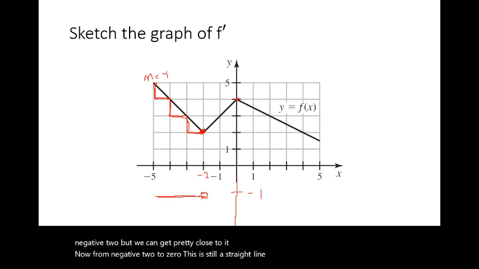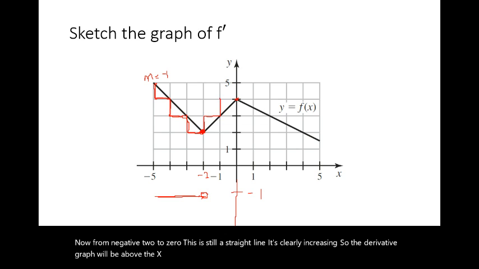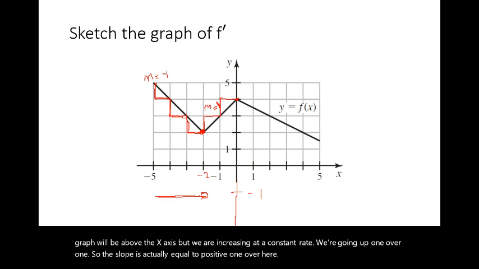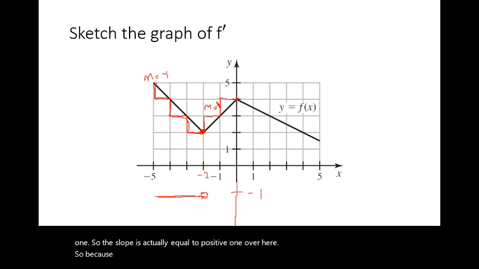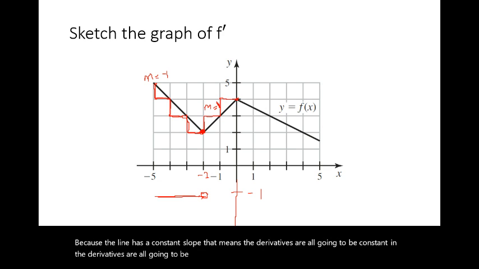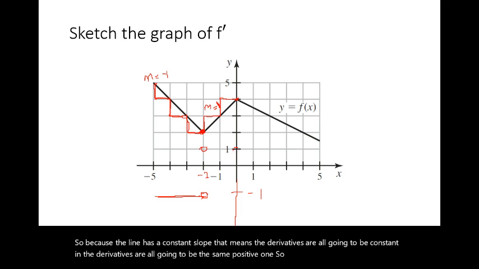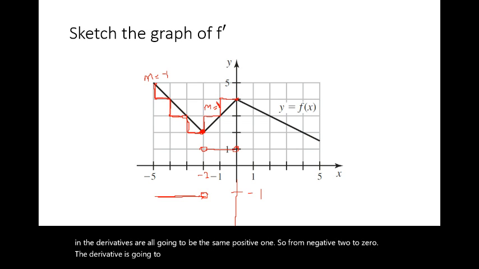Now from -2 to 0, this is still a straight line. It's clearly increasing, so the derivative graph will be above the x-axis, but we are increasing at a constant rate. We're going up 1 over 1. So the slope is equal to +1 over here. Because the line has a constant slope, the derivatives are all going to be the same, +1. So from -2 to 0, the derivative is going to be a constant 1. But again, it is not defined at 0, so I'm going to use a placeholder of a hole at 0.